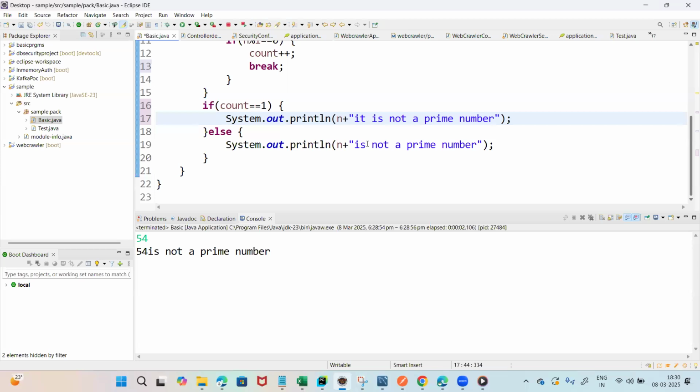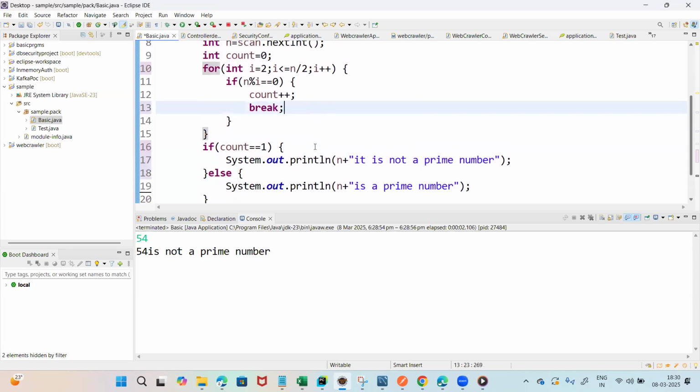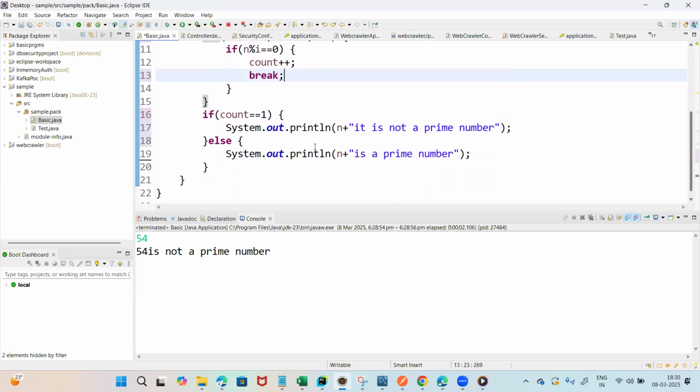The same logic you can apply. See, we are going from 2 to n by 2. To find at least one factor, we can break the loop, come out, and judge based on that. If my count equals 1, n is not a prime number. Else, n is a prime number. Clear?